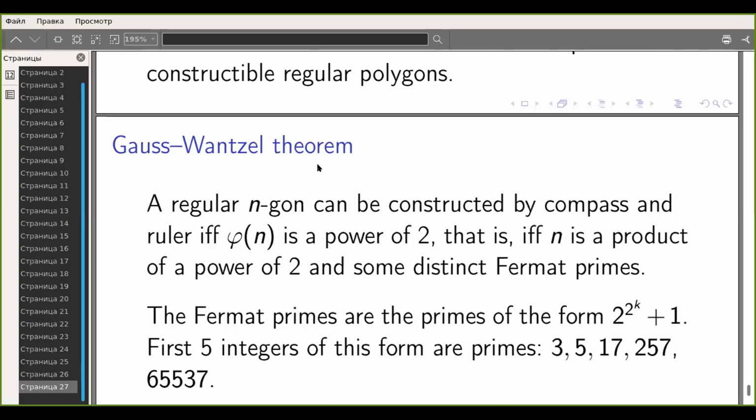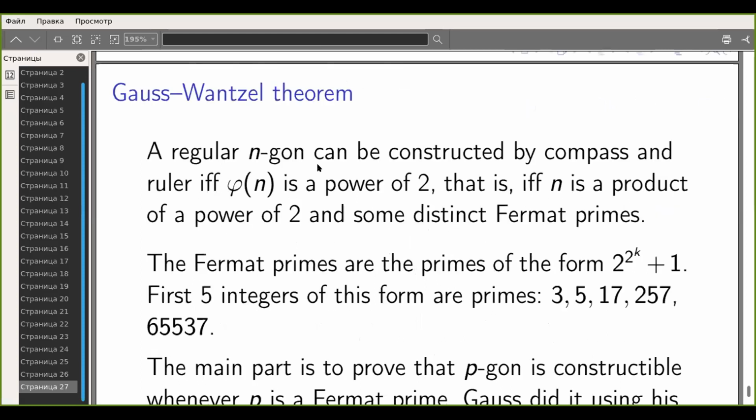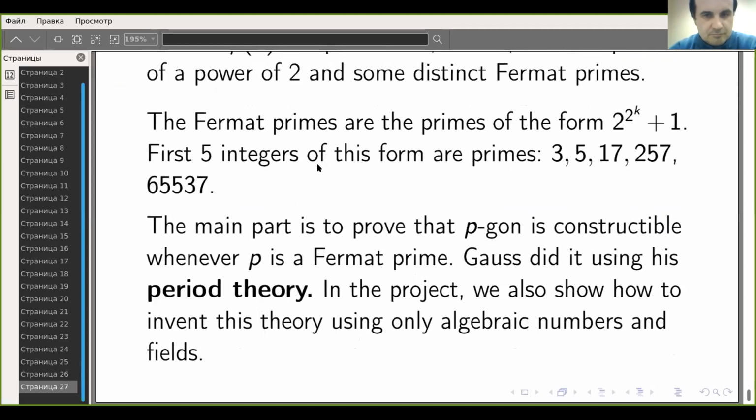Euler showed that the next one is not prime, and nobody knows if there exists some more. We know only these prime Fermat numbers to the moment, and the main part of the Gauss-Wantzel theorem is to show that a p-gon is constructible whenever p is a prime Fermat number. Gauss did it using his period theory, and one goal of the project is to show how to invent this period theory using only algebraic numbers and fields without Galois theory.